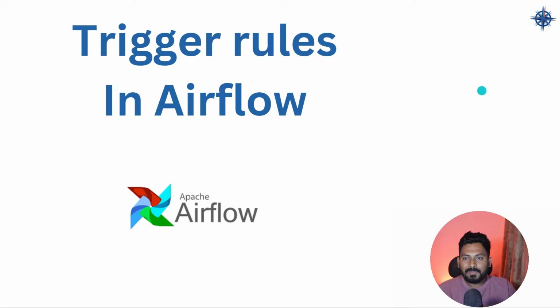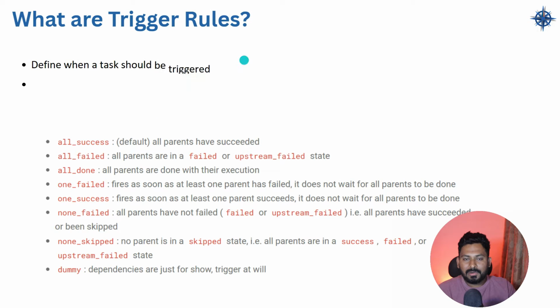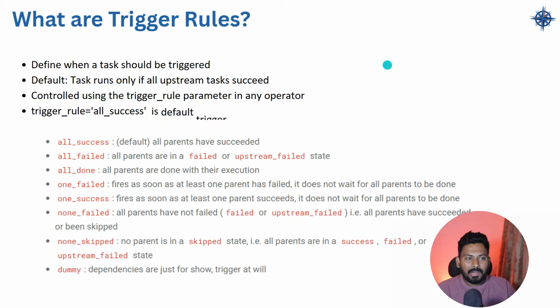So first we'll see what a trigger rule is. When we want to trigger a particular task, we have to define when it should be triggered. It should be triggered when the previous task succeeds, or when the previous task fails, or on a combination, like at least one should fail or one should succeed. There are multiple combinations, and we have to define that in the trigger rule. So let's see in a couple of minutes what a trigger rule is.